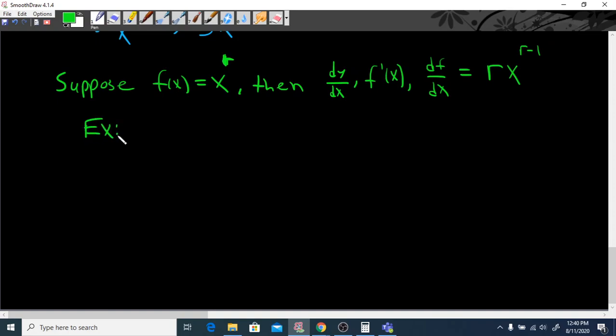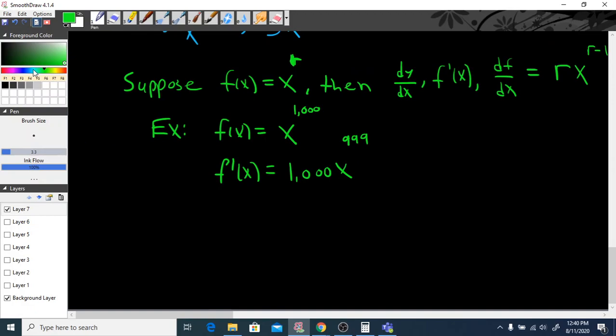A couple of examples. Let's say f of x is x to the 1,000. Well, then the derivative, just by using the power rule, is 1,000 x and then reduce by 1. 1,000 minus 1 is 999. There's the derivative. Let's do another.